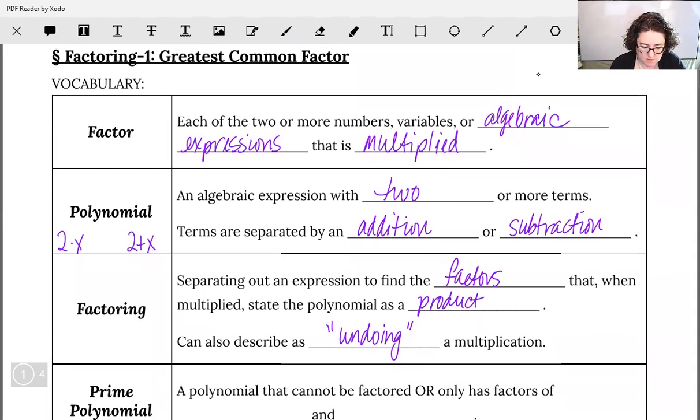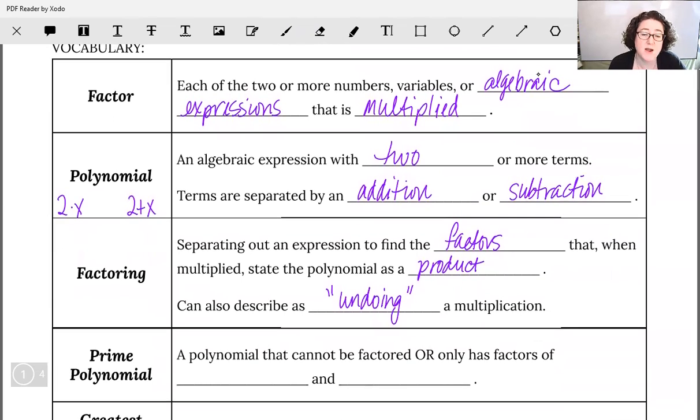Okay, prime. Now you've heard the term prime number, where the only factors of that number are 1 and itself. Well, we can think of this too with polynomials. So if we cannot factor a polynomial, if they don't have any common terms, we can call it a prime polynomial, or specifically something that only has factors of 1 and itself.